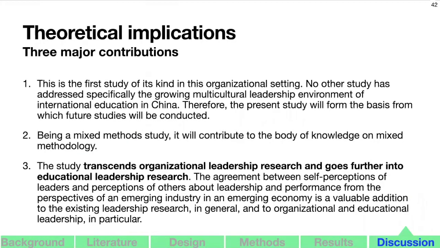And so, what are the theoretical implications for this research? I brought about 3 theoretical implications. First of all, there is no research on this topic with international education organizations within China. So it's going to be the beginning of research in this area. And this research is going to contribute to mixed methodology as well as contribute more also to educational leadership research.